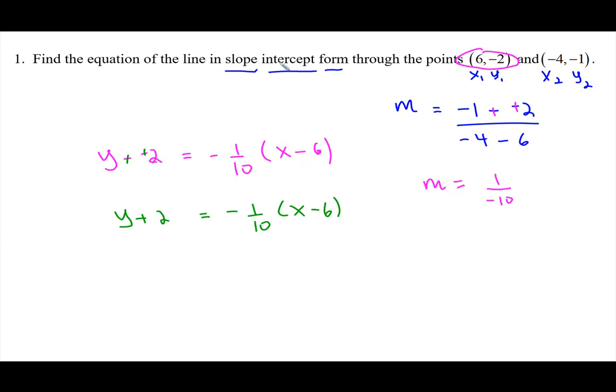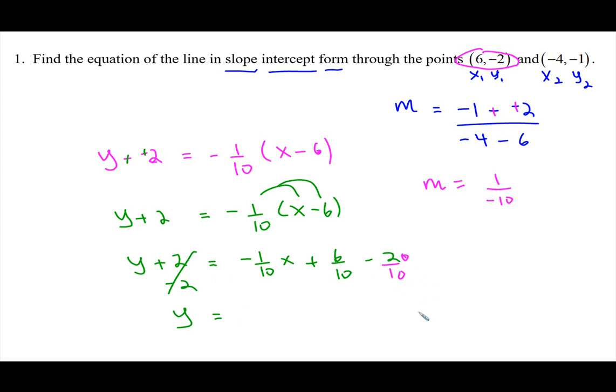And we need to change this to slope-intercept form. Since I'm changing it to slope-intercept form, I want to get the y by itself. I'll distribute this over here, so I end up with negative 1 over 10x, and multiplying there gives me a positive 6 over 10. Over here I have y plus 2, and I need to get the y by itself, so I subtract 2 on both sides. Then y is equal to, and over here I'll get a common denominator: I put a 1 underneath, and multiplying top and bottom by 10 gives negative 20 over 10.